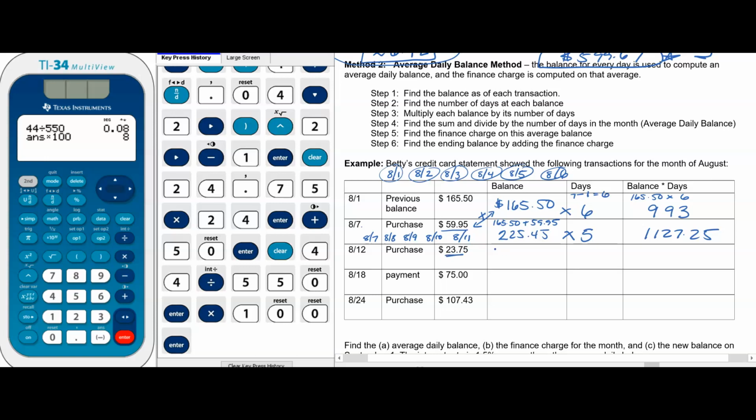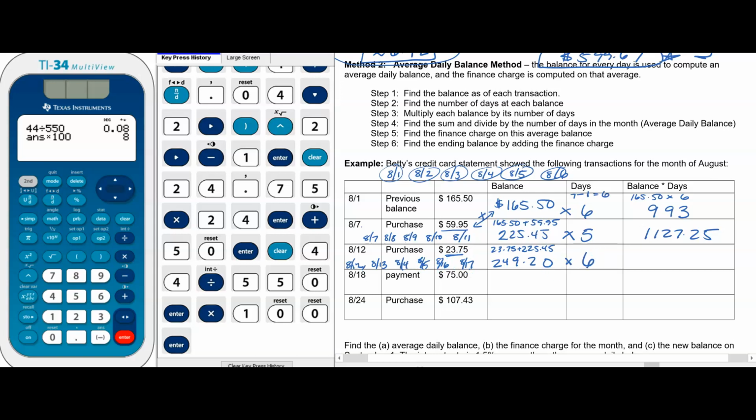Okay, the next one, I make another purchase. So I'm going to add that number, $23.75, to the previous balance of $225.45. I add those together and I end up getting $249.20. For the number of days, now you could do 18 minus 12 and get 6, or you could actually write it all out. So the 12th of August, the 13th, the 14th, the 15th, the 16th, and the 17th. So 1, 2, 3, 4, 5, 6 days, because on the 18th we made a payment, so that's 6.